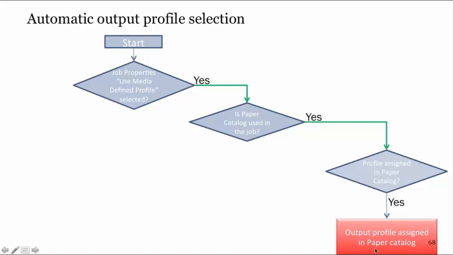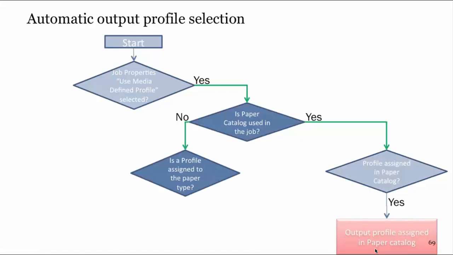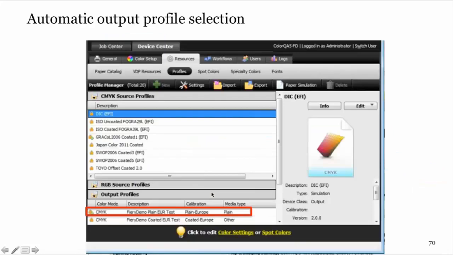Some Fieries don't offer a paper catalog, or for whatever reason you might not be using the paper catalog. If paper catalog is not used in the job, then we look to see if there's a profile assigned to the paper or media type. That's configured here in the Device Center of Command Workstation under the Output Profiles. You can see in this example that the plain media type is assigned to use the Fiery Demo Plain profile.